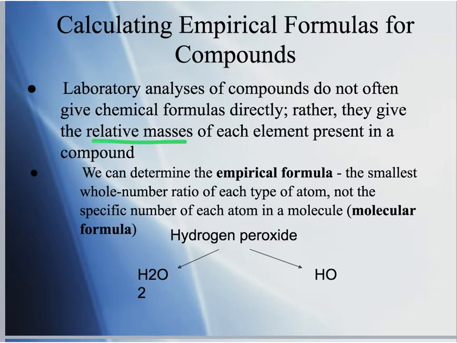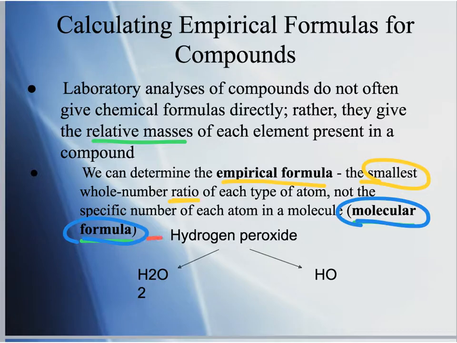But we can determine what's called the empirical formula, or the smallest whole number ratio of each type of atom in that compound. So it won't be the specific number of each atom. That's what we call molecular formula. So this empirical formula is the smallest ratio of each type of atom, and the molecular formula is the exact number of atoms. So let's give an example here.